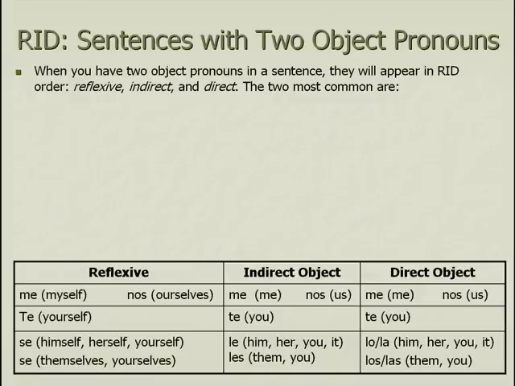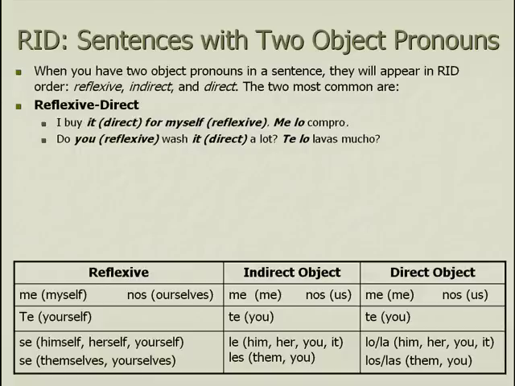But the two most common are reflexive and direct. So, I buy it for myself would be "me lo compro," or do you wash it a lot? "Te lo lavas mucho." If you notice in the sentence, the direct is before the reflexive in the first one, but you say the reflexive before the direct. It has to be in RID order.